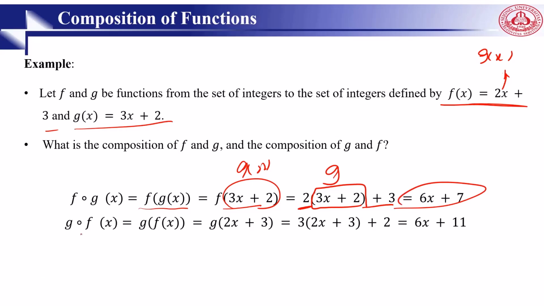And on the other side, in g we put f. So g of f(x) is g of 2x plus 3. This is f. So 3 times (2x plus 3) plus 2, where here we put f.